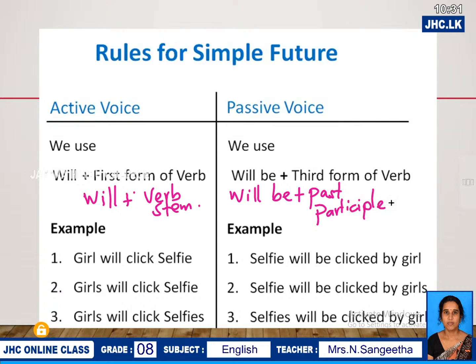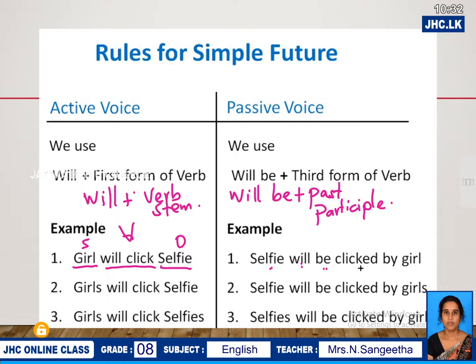Girl will click selfie. This is in simple future. Who? Girl, subject. What will she do? Will click. This is the verb. And what will she click? Selfie, object. Bring the object to the beginning. Selfie. Will plus be plus past participle. Selfie will be clicked by girl.